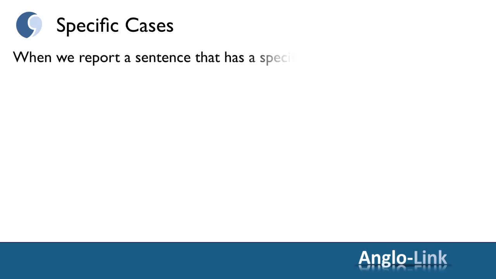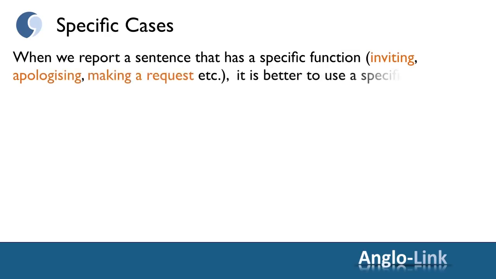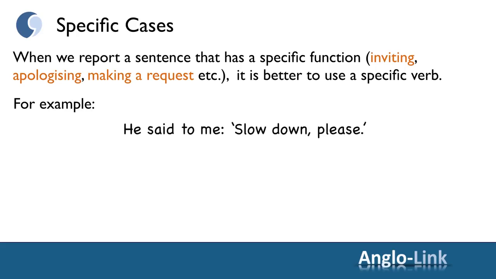Right, let's look at some specific cases. When we report a sentence that has a specific function, for example, inviting, apologizing, making a request, etc., it is better to use a specific verb. For example, in the sentence, he said to me, "Slow down, please." This is a request. Therefore, the most appropriate verb for this sentence would be ask. He asked me to slow down.